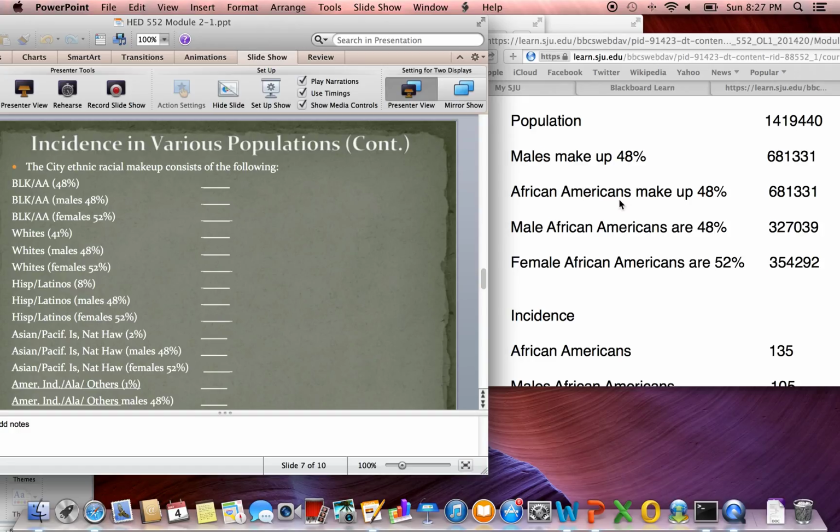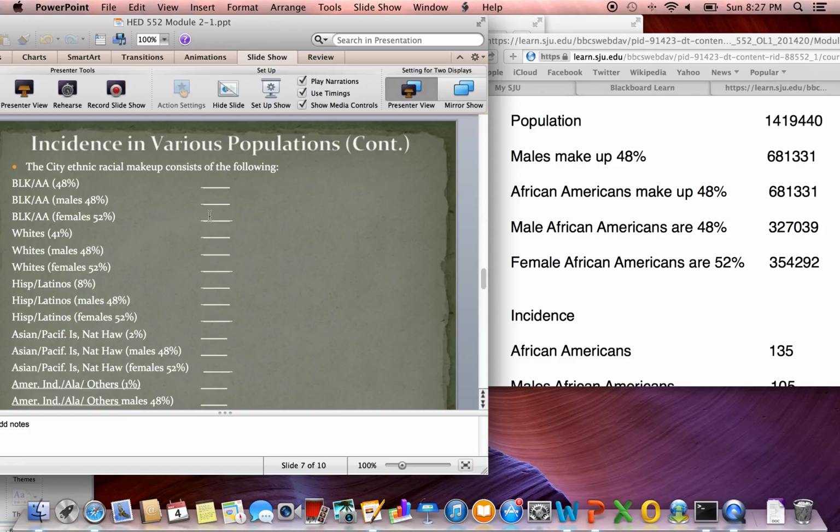So males make up 48% of the population. African Americans make up 48% of the population. So again, same number there. Male African Americans are 48% of this 681,331, and females are 52% of this 681,331. Now we have the total number of male African Americans and the total number of female African Americans.